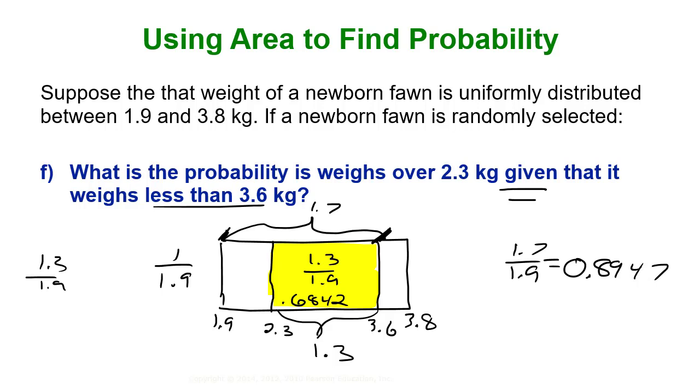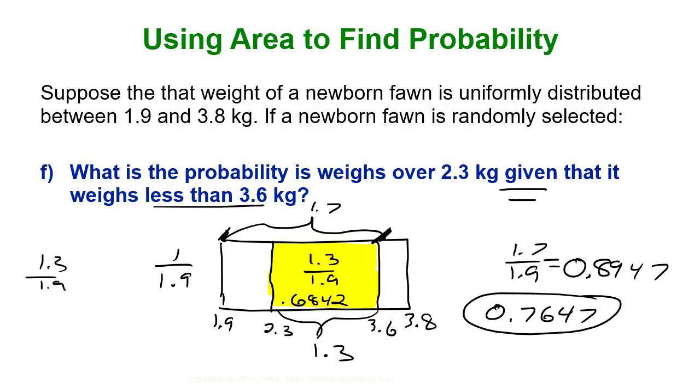And now, if we do good over total, basically this one divided by that one, we're going to get the ultimate answer of 0.7647. That's the actual probability given, right? So the probability that it's over 2.3, given that the whole thing is less than 3.6, it just means that we're looking at a smaller total, and then we're figuring out the good area inside that smaller total area.